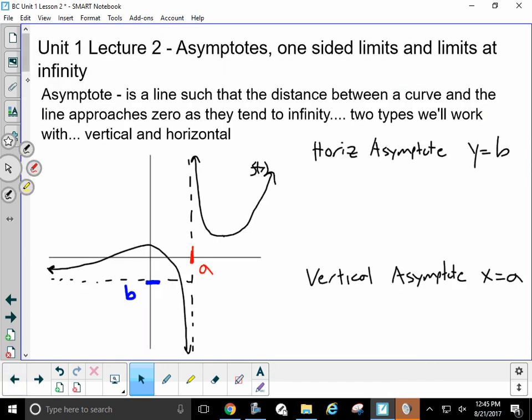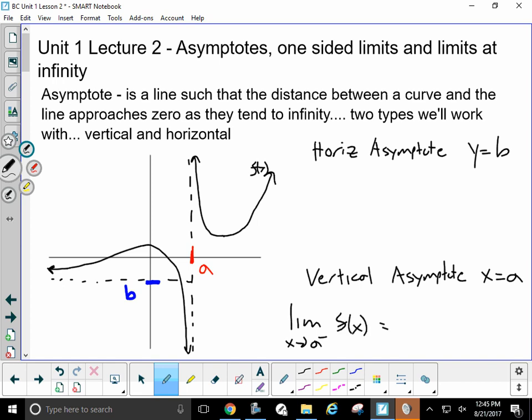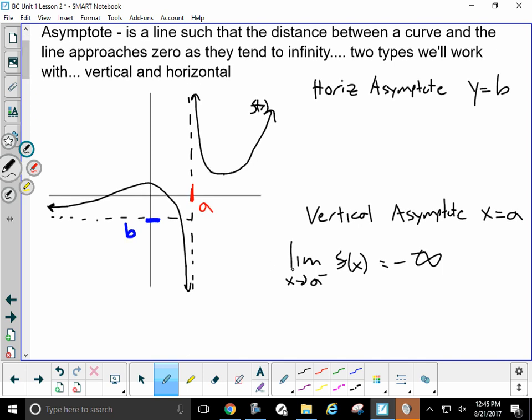So going back to this vertical asymptote, we would say, hey, as we get closer to A from the left, this function would be approaching negative infinity, right? Because as I get closer and closer to A, but I'm to the left of A, my function is going downward towards negative values. If I'm looking as x approaches A from the right, so I'm going closer and closer to A from the right, my function is approaching more and more positive values. I'd say that's positive infinity.